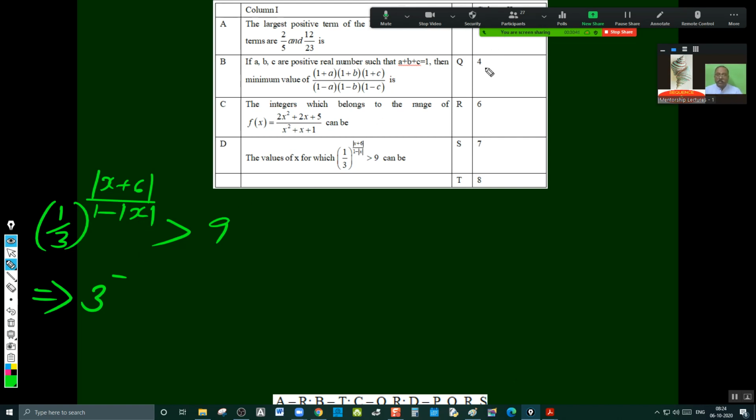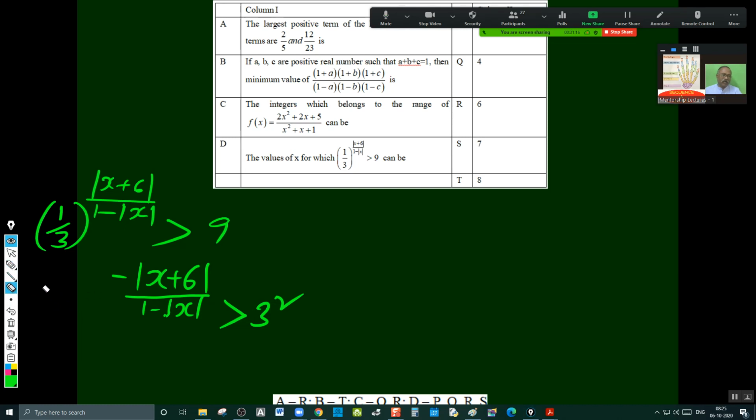But what we are doing here, because all the column values are containing positive x only, we are just eliminating modulus here, and let us write like this: 3 power modulus of minus modulus of x plus 6 whole divided by 1 minus mod x is greater than 3 square. I can write.